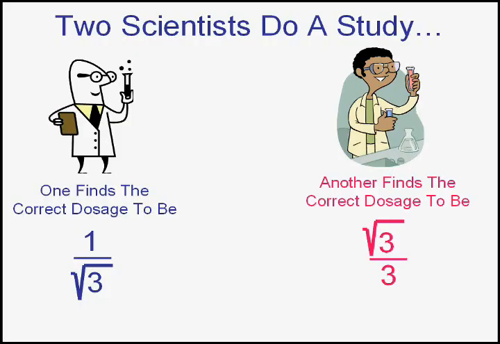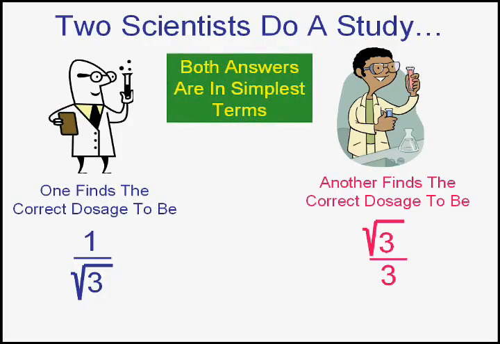Now another one says the correct dosage is this value, square root of 3 over 3. So they both think they have a different answer, and we want to compare their answers. And both answers appear to be in simplest terms, because the fraction can't be reduced on either side, and the radicals are in lowest form. Well, actually, we have another problem here.